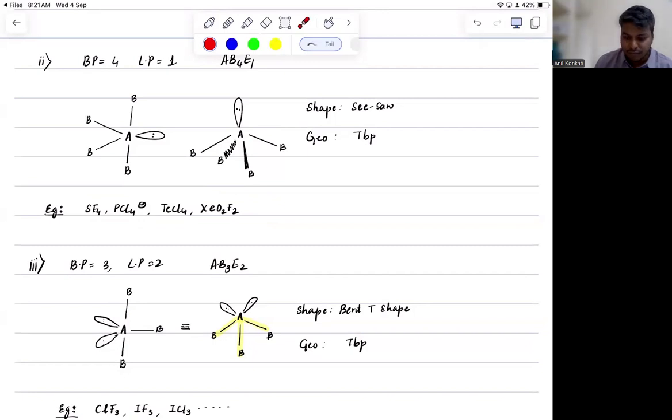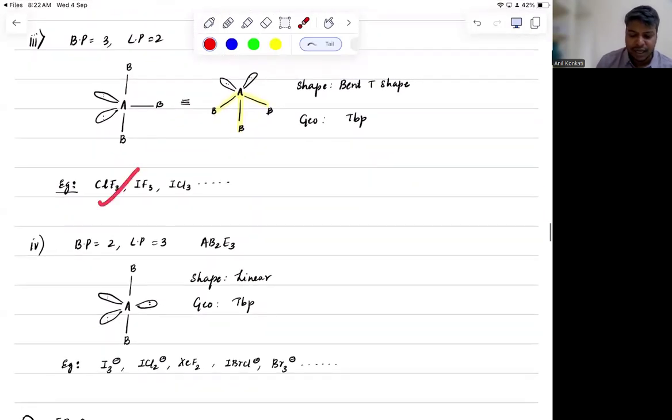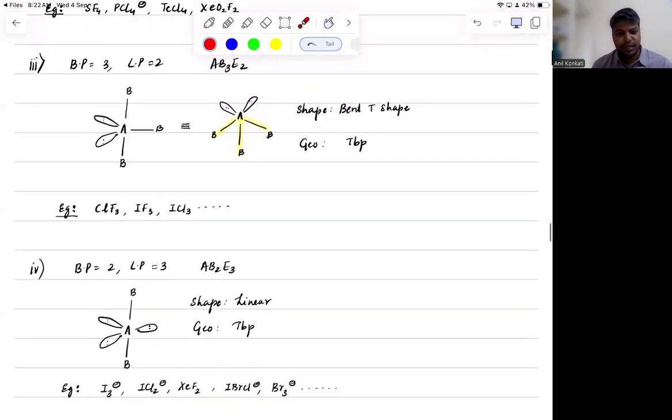Okay. Next. If the bond pairs are 3 and lone pairs are 2, the lone pairs have to be maintained on the equatorial position. That will give repulsions on both sides, making a bent shape on each side. So we can say we will have a bent T shape here, and the geometry will be trigonal bipyramidal. Examples: ClF3, IF3, ICl3, and so on. Clear on that, everybody?